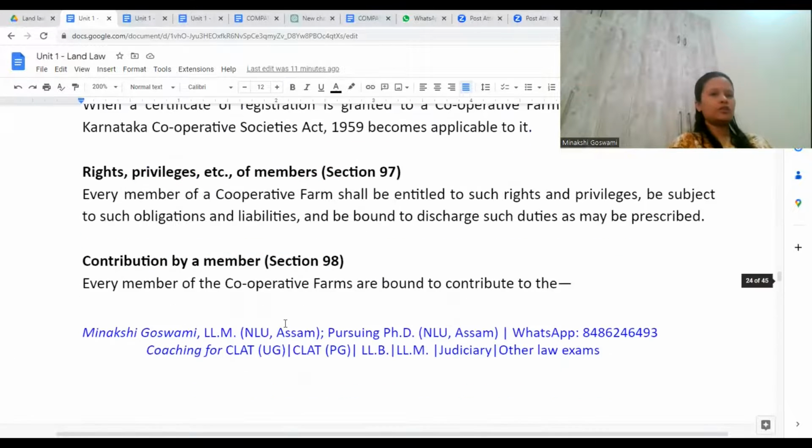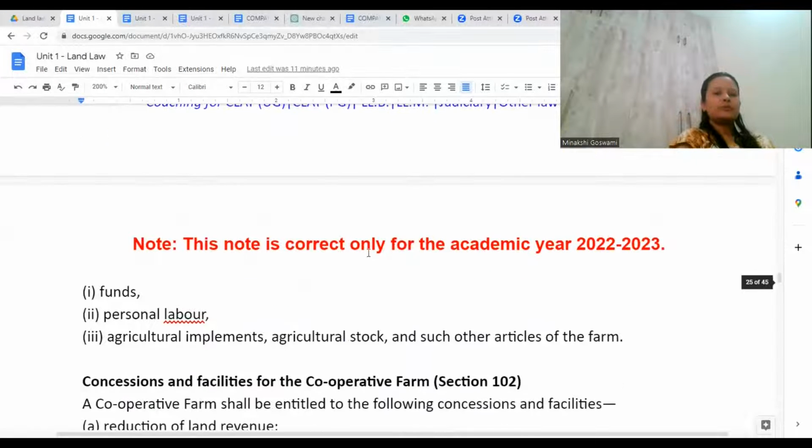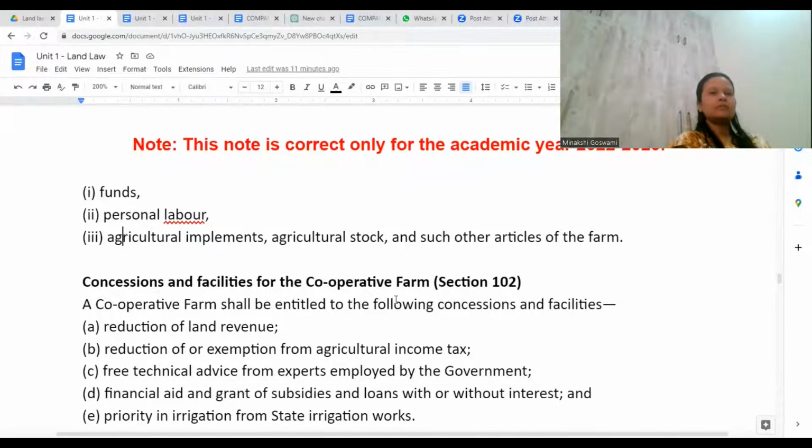Then we have contribution also, contribution by members. Every member, those ten or more members, whoever got it registered, every member of the cooperative farm is bound to contribute. What sort of contribution? To funds, personal labor, agricultural implements, agricultural stock, and such other articles of the farm. So they need to make contribution in the farm. They need to put in their labor also. They need to look into or take care of the agricultural things that they are going to do over there. They are going to make their contributions. They have an obligation.